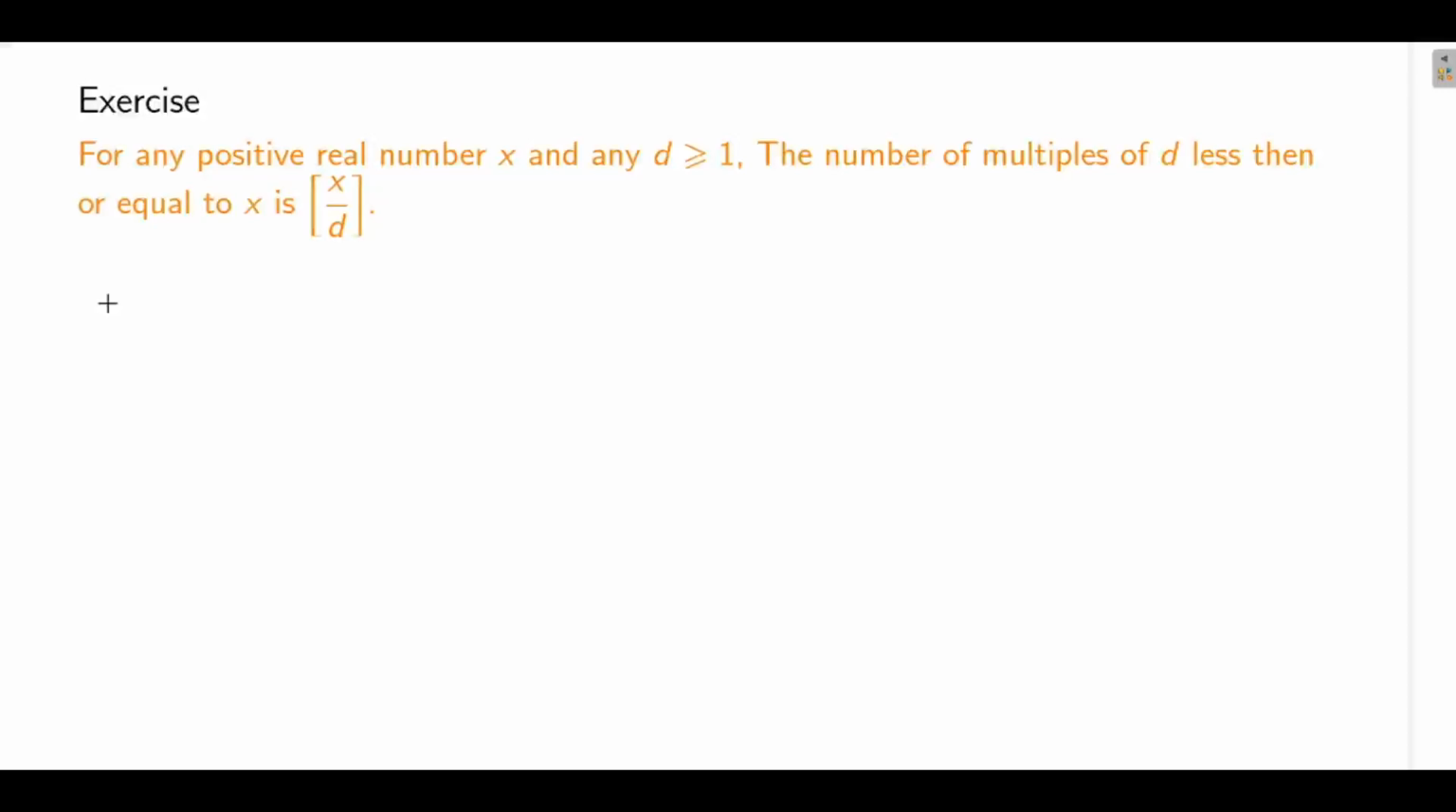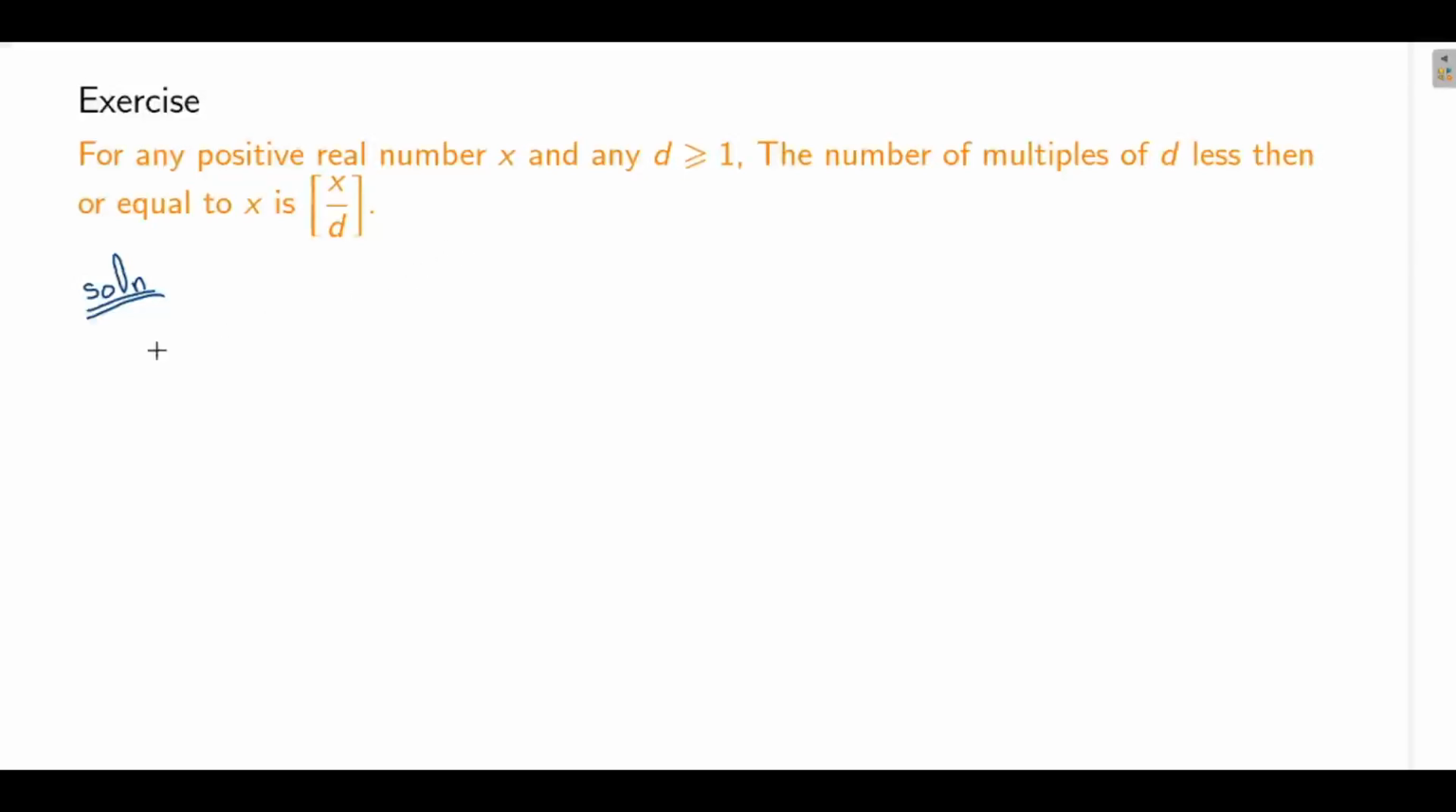Okay, so before we proceed, let us prove a basic result, that is, the number of multiples of d less than x is the greatest integer of x by d. So let us prove this. It is quite an obvious result, but I would like to prove it just for the completeness of the course.